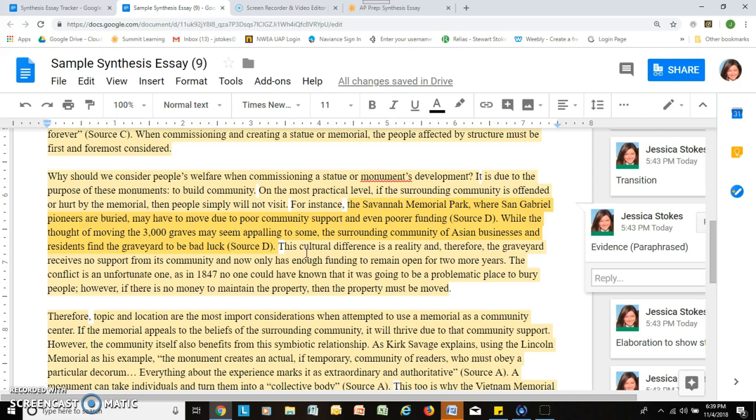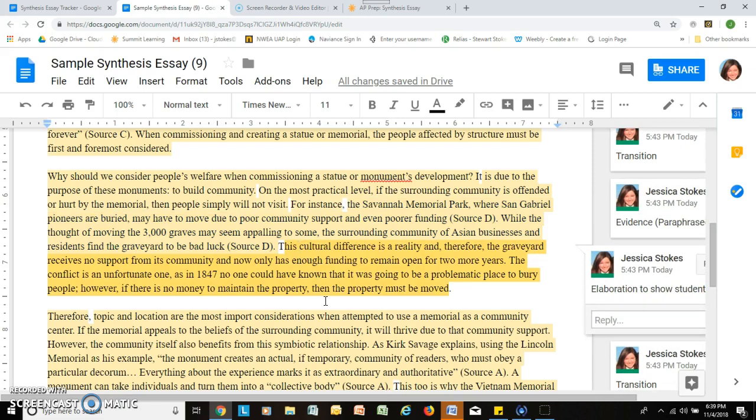So here they have their evidence, and then they write, "This cultural difference is a reality, and therefore the graveyard receives no support from its community and now only has enough funding to remain open for 2 more years. The conflict is an unfortunate one, as in 1847 no one could have known that it was going to be a problematic place to bury people. However, if there's no money to maintain the property, then the property must be moved."